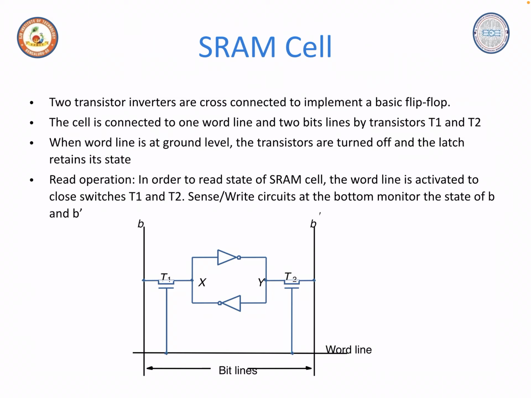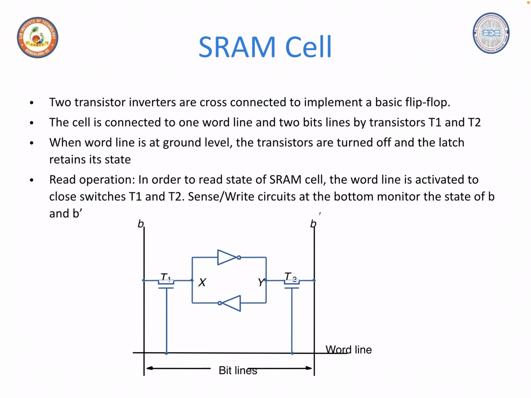This is a cell which is meant for storing a single bit of information. B and B dash indicate it can be either 0 or 1. And you have bit lines and a word line. Bit line and word line indicate which word line and which cell you need to select. How the static RAM cells are implemented can be shown in this diagram.